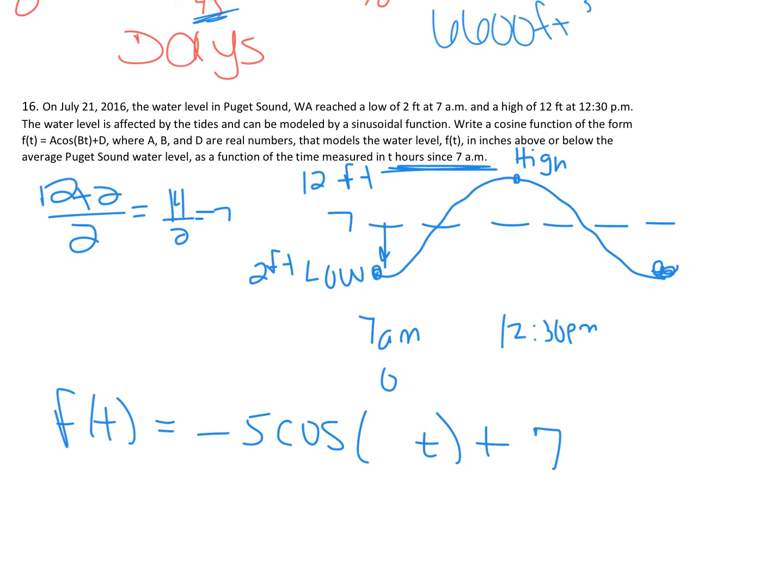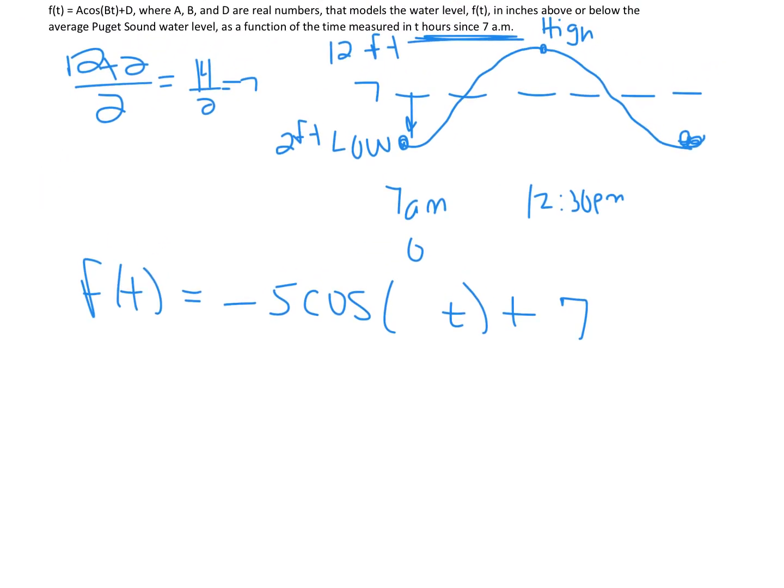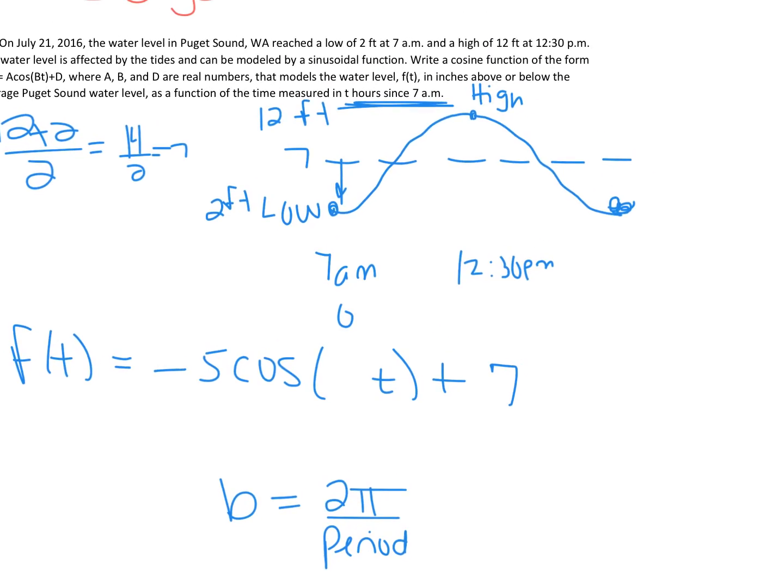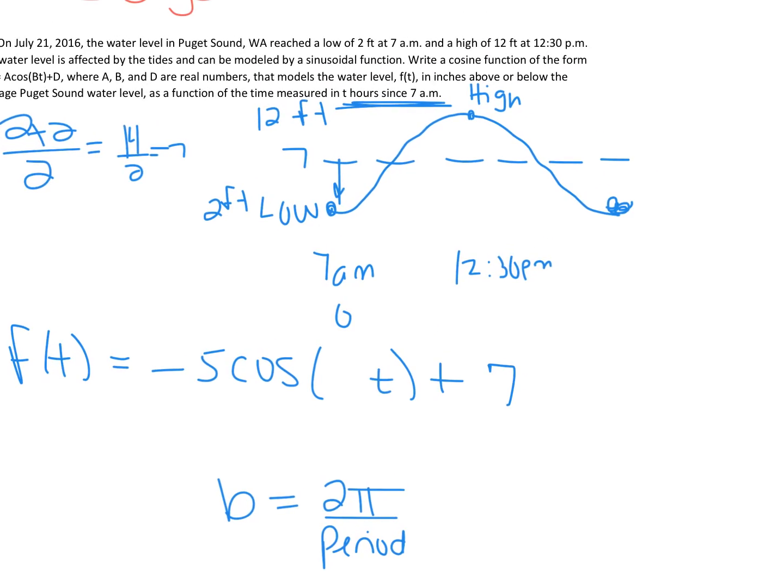And then last thing you've got to do is find the b value. To find the b value, we have to do 2 pi over the period. Period is how long it takes to make one full cycle. Right now, we know that it takes this long to make a half cycle, and then we'll just double it to find the period to make the full.